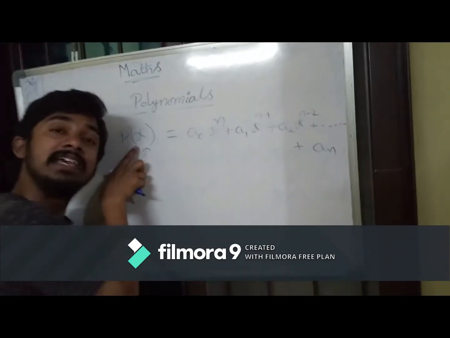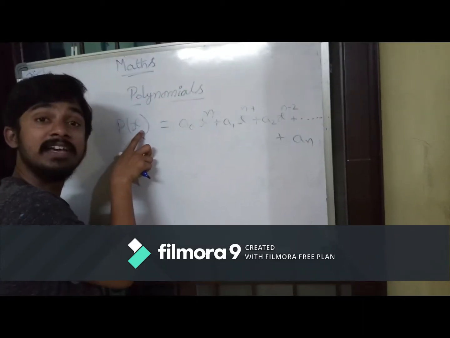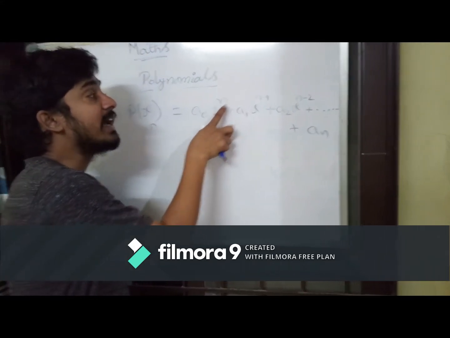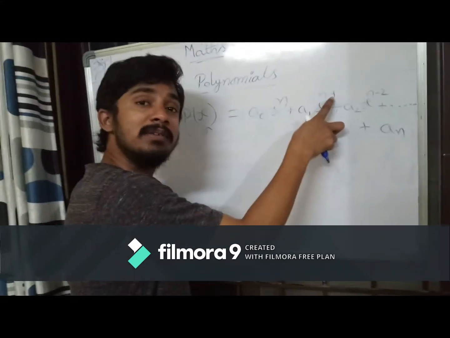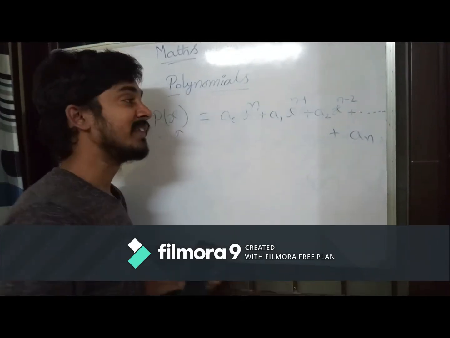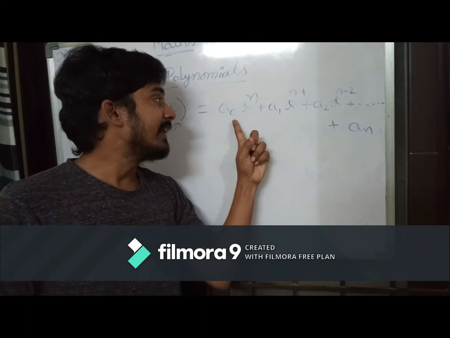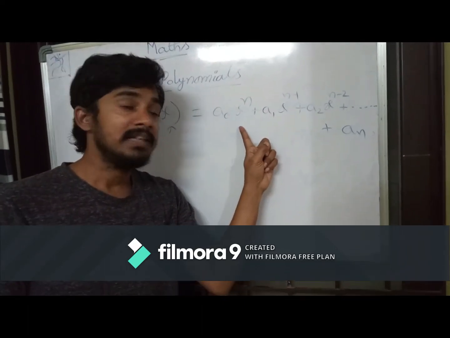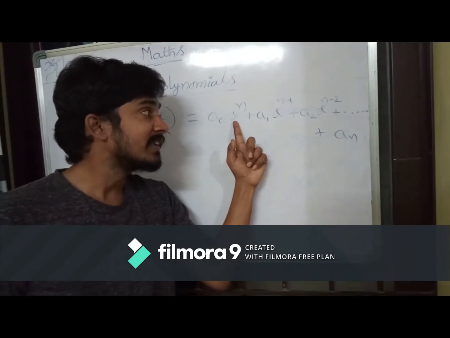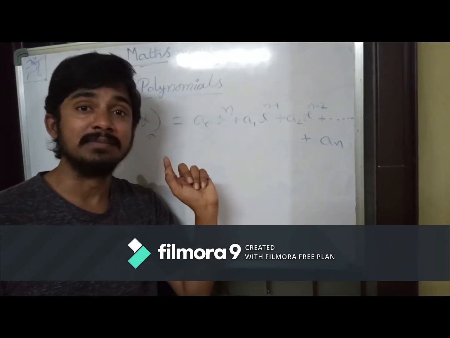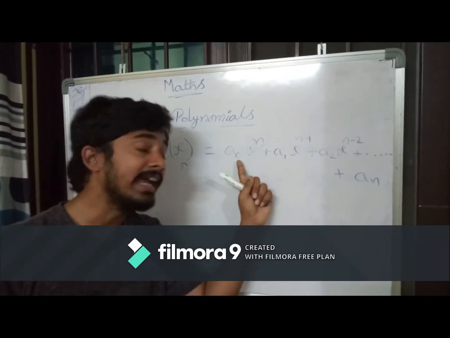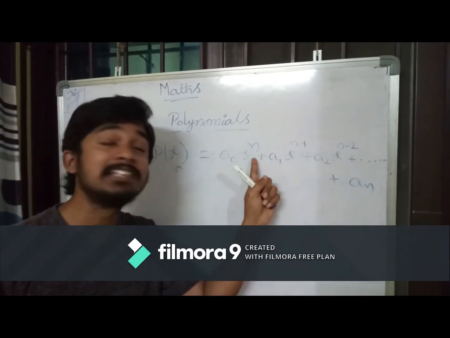Here p of x is a polynomial in terms of variable x, which can be written as a naught x power n plus a1 x power n minus 1 plus a2 x power n minus 2 plus and so on plus an. In this polynomial, a naught x power n, this polynomial is constructed by using variables and constant terms. In this term, a naught into x power n, a naught is the coefficient of x power n.